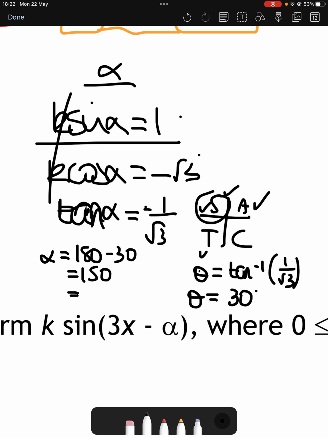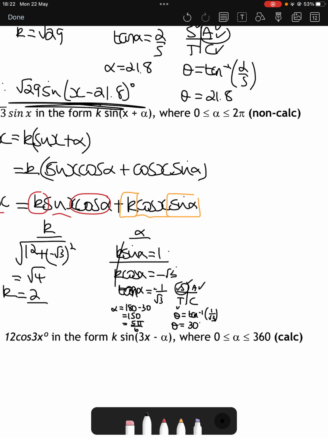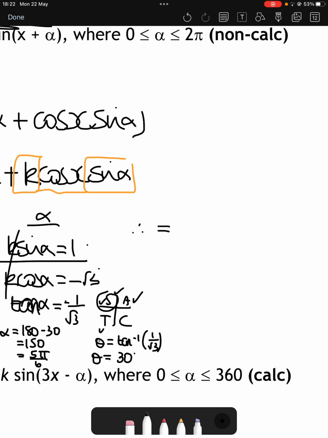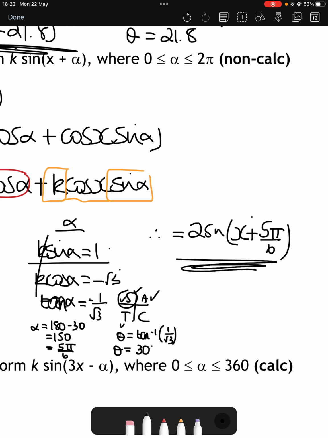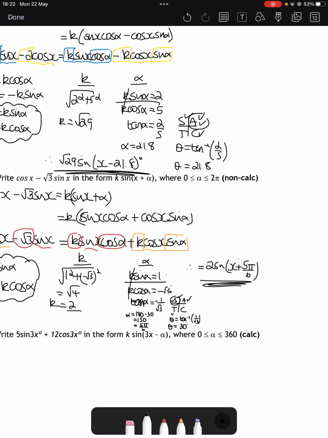Now back in terms of radians. Okay, so we're working in radians. Radians we know 30 degrees is pi over 6. So it's going to be 5 pi over 6. So our answer, just look for a space to put it, therefore equals 4. No, square root of 4 is 2, not 4. So 2 sine of x plus 5 pi over 6. And that's your answer. Okay, so if it's in radians, just watch out for that. Put it in degrees, 150. 30 degrees is pi over 6, so 150 is 5 times that.